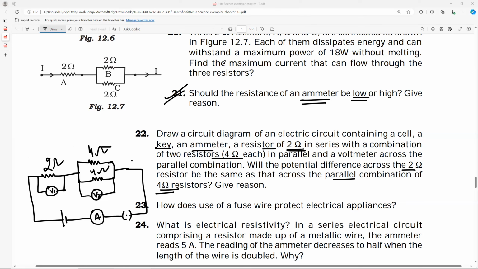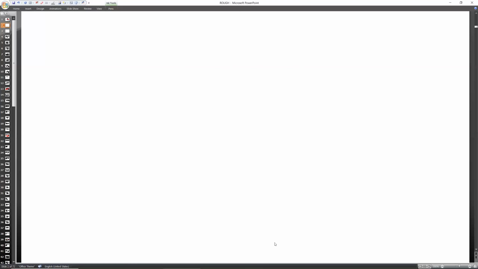So let me solve this one for you. Is there any difference in the reading or not? Will there be a difference in the reading or not? If such types of questions come in the examination, then how are you going to deal with them? Okay. So just a minute. Let me bring the screen here.